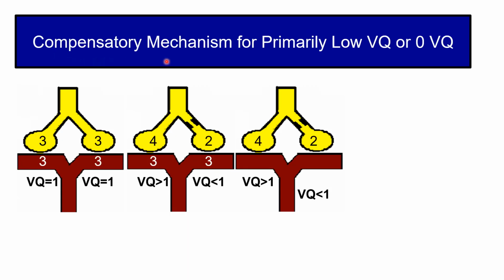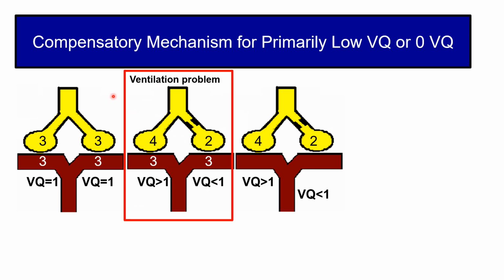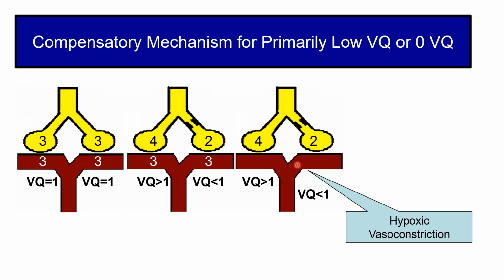So what are the compensatory mechanisms for a primarily low V/Q or a zero V/Q? From an ideal situation, a ventilation problem may occur, and it may give rise to a low V/Q and indirectly give rise to a high V/Q relationship. Now, the compensatory mechanism that is going to be instituted by the respiratory system is in the circulation. There is going to be a hypoxic vasoconstriction. Notice that the V/Q relationship here is low, and therefore there will be hypoxemia or hypoxia, and the response of the pulmonary circulation will be to constrict.